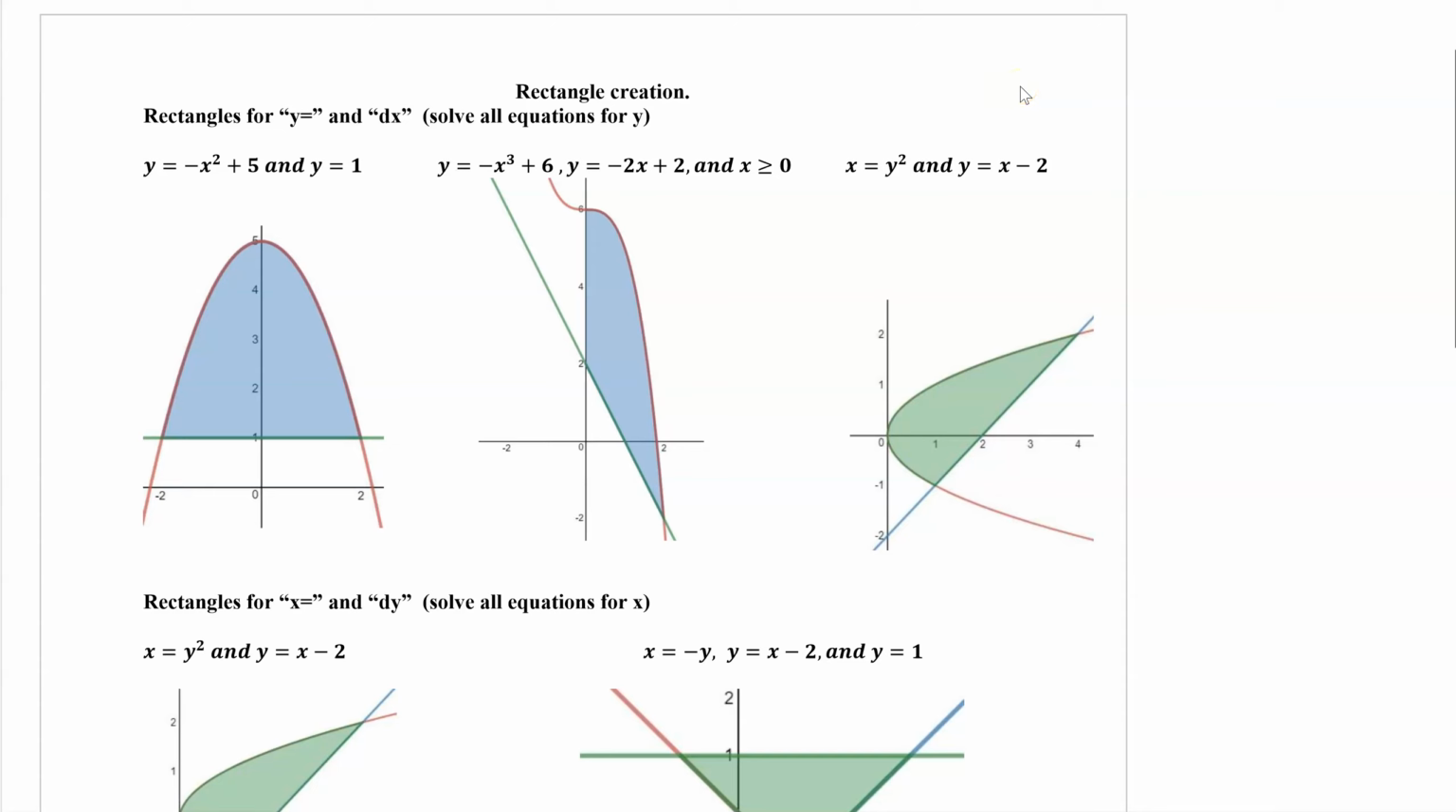All right, so this is about rectangle creation. You notice we've been drawing rectangles when we do the area between two curves. We're also going to be using it with rotations. So when you draw your rectangle, there's certain things that have to be able to happen. So we already know we do this.